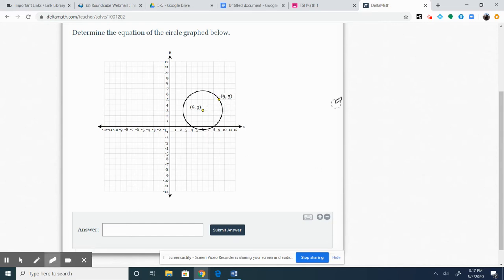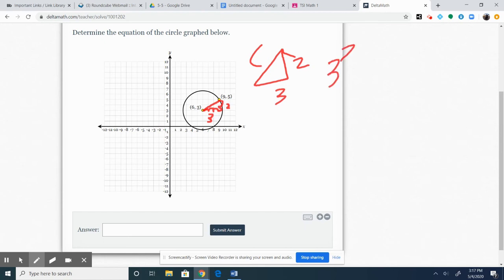So what we're going to do first is count horizontally how many times we go to the next unit. So 1, 2, 3. And then up, 1, 2. So we have a triangle with sides 2 and 3, and we need to find the hypotenuse.